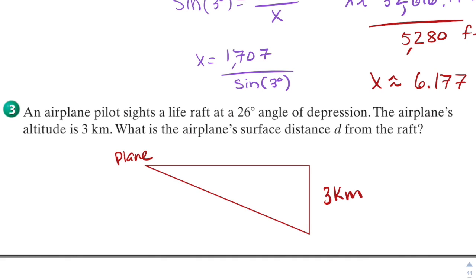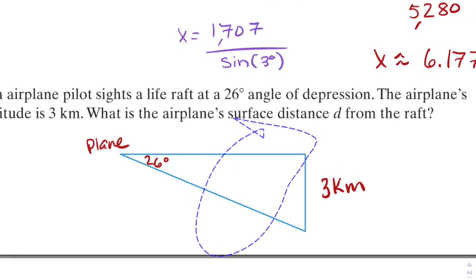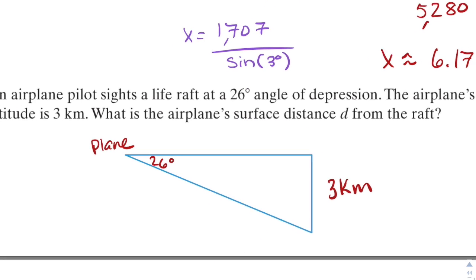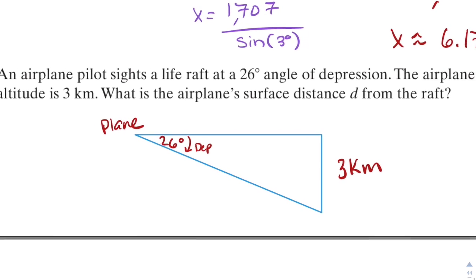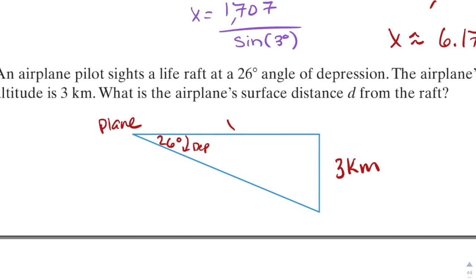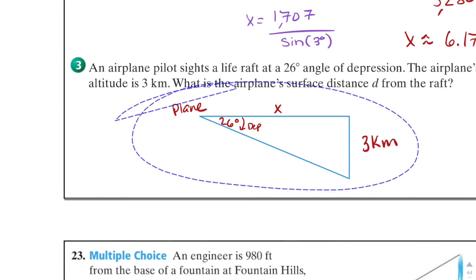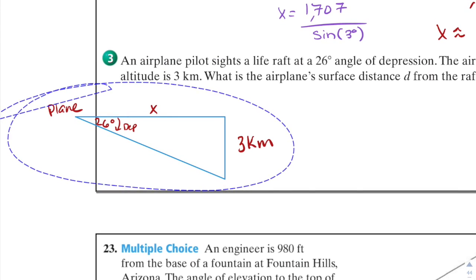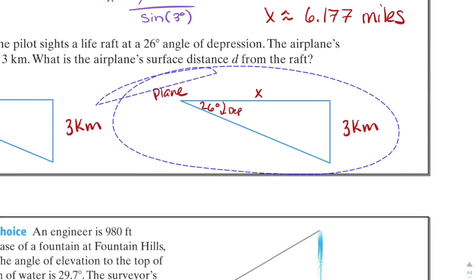I'm trying to put the angle of depression in the right spot. So you could set it up like this. This is one method of setting it up. So we have 3 kilometers, 26-degree angle of depression. I tend to draw a little arrow. What is the surface distance? It is from the raft, which is this distance right here. It means horizontal distance. Maybe a better way to draw this diagram, it's going to be equivalent values, but I will draw the same diagram over here so that you have two different depictions of it.